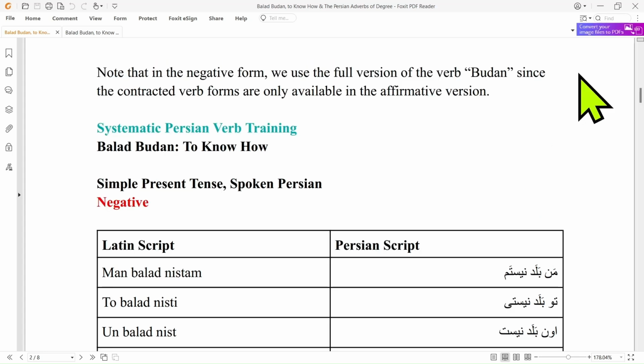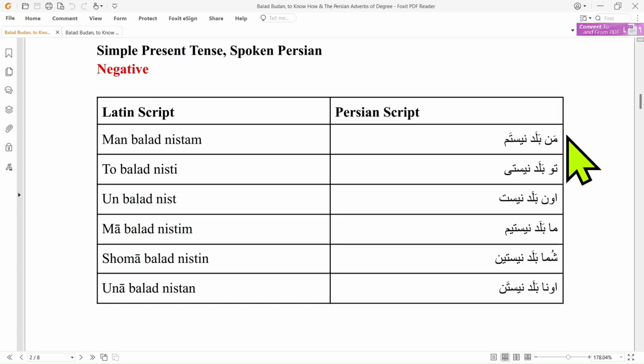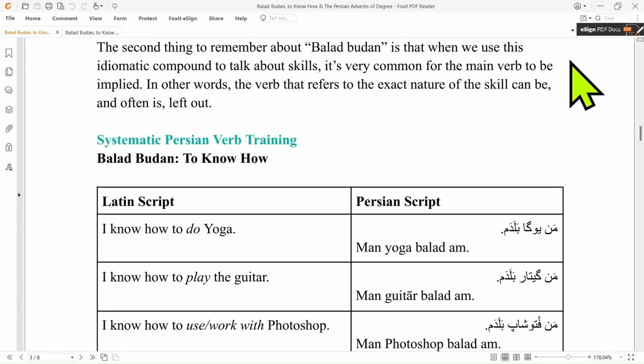Note that in the negative form, we use the full version of the verb بودن, since the contracted verb forms are only available in the affirmative version. So in the negative, we have من بلد نیستم, تو بلد نیستی, اون بلد نیست, ما بلد نیستیم, شما بلد نیستین, and اونا بلد نیستن.